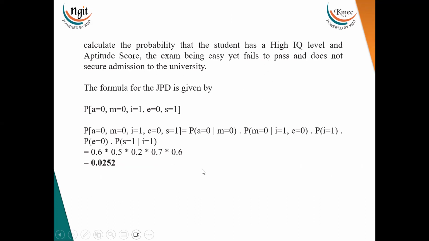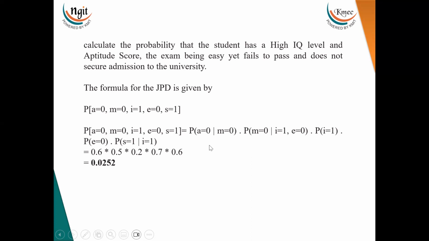Now, let's see one more problem statement, where we need to find the probability of a student who is having a high IQ level. His IQ level is high and the aptitude score is also high, but the exam is easy, which is considered as 0, and he fails to pass the exam. So the marks he got is 0 and he does not get the admission. Now we need to find the joint probability distribution of this. Similarly, using that derived joint probability distribution, marks has the two parent nodes. So here again we'll consider the IQ level as 1 and the exam level as 0.